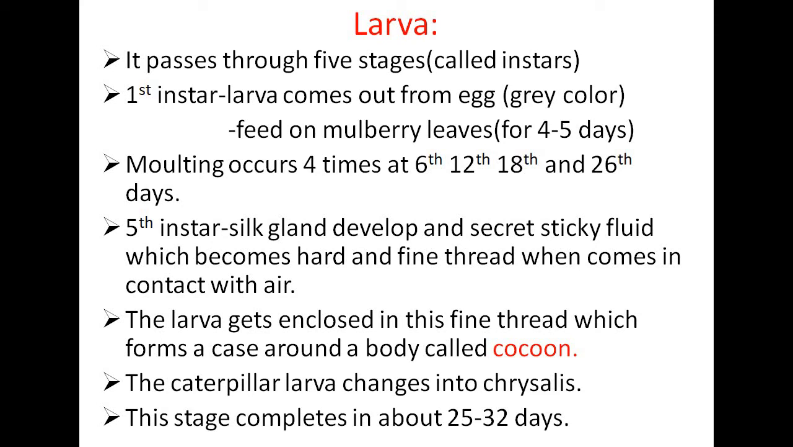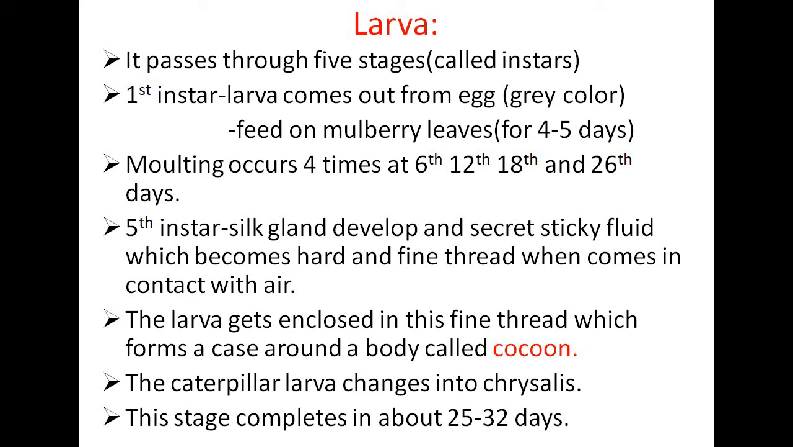In 5th instar, silk glands are developed and secrete sticky fluid which becomes hard and fine thread when it comes in contact with air. That means in the 5th instar, we get the cocoon. The larva gets enclosed in a fine thread which forms a case around the body called cocoon.